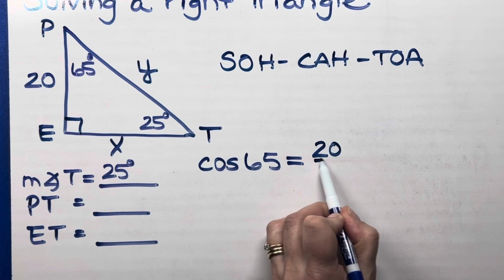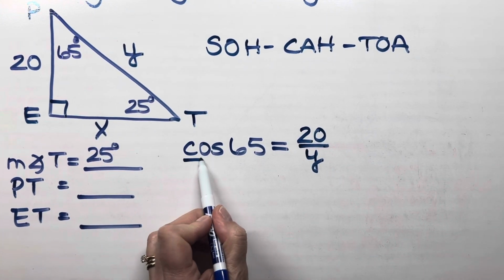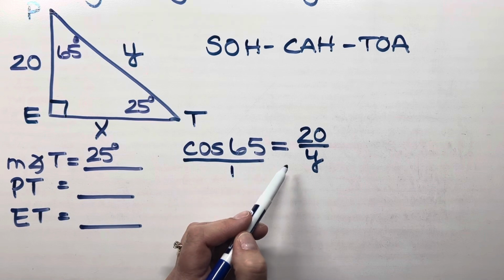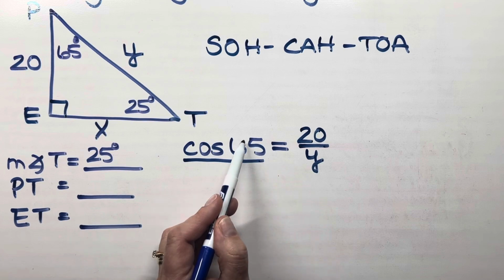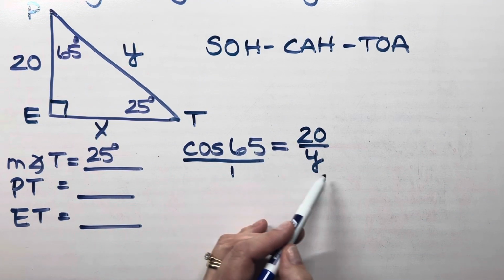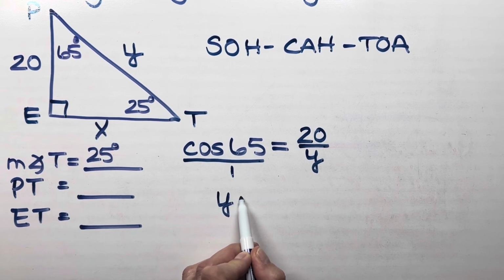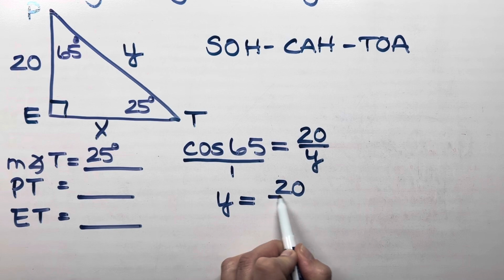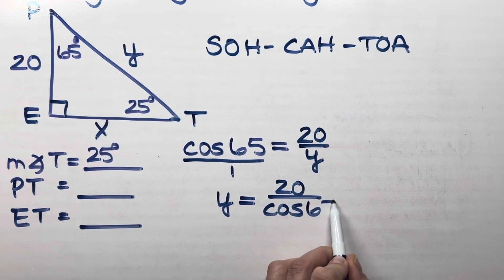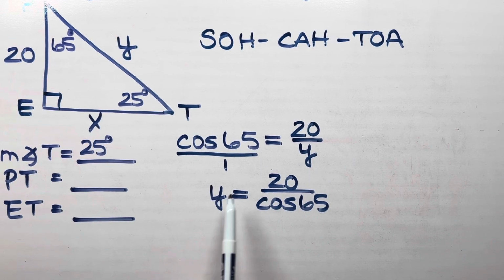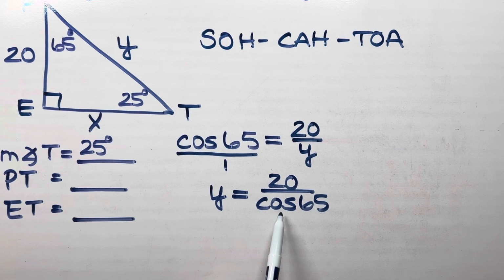So 20 over Y. Now, what I usually do is I just turn this into a fraction by making it equal to 1. And when I do that, if you remember from when you were working with proportions, I can interchange these two values because they're going to be multiplied together anyway. So I'm going to switch them. So I can have Y is now equal to 20 over the cosine of 65. This allows me to get the Y out of the denominator. All of my calculation values are over here.